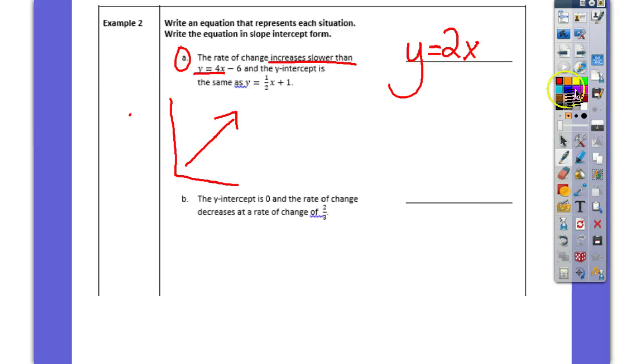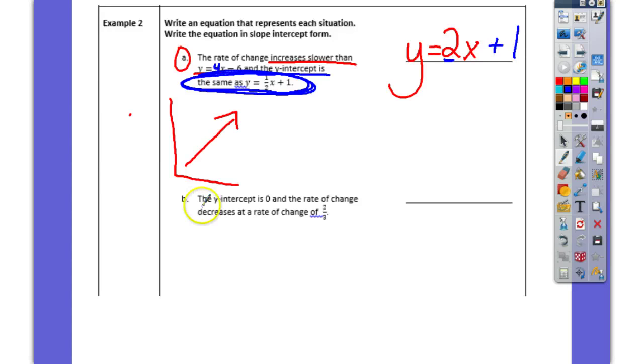Nope, they have another rule they want us to follow here. They said that it increases slower than that 4x, so we did that, we went 2x, but then it says the y-intercept is the same as the one in this equation. So what's my y-intercept? Can it be anything other? Not in that case. We should all have the same one of a +1. The only thing that could have been different from your neighbors is this 2. It could be anything greater than 0 and less than 4.